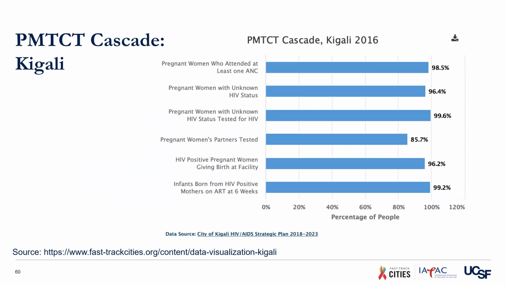In this different example, we also look at the PMTCT cascades from Kigali. And this cascade demonstrates a highly successful PMTCT program, but also tracks testing of partners of pregnant women, highlighting a rate of nearly 86% and an area for targeting improvement.